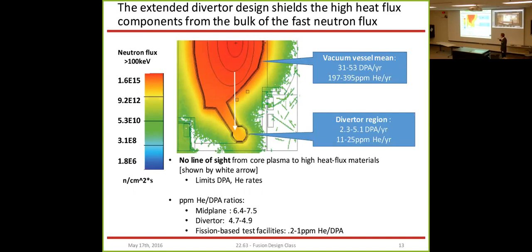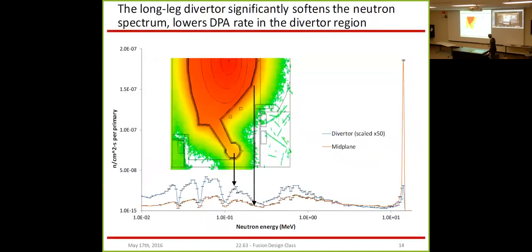In addition, this brings down the helium to DPA ratio, which is a bit of a measure of the flux or the spectrum hardness. And that means that we can test some of the divertor materials a bit more easily. Unfortunately, they weren't low enough to where we could test in a fission-based facility. The flux is just still slightly too hard. Those 14 MeV neutrons are just very difficult to slow down, but it's moving in the right direction. As I said, the neutron flux that you see in the divertor is significantly softer.